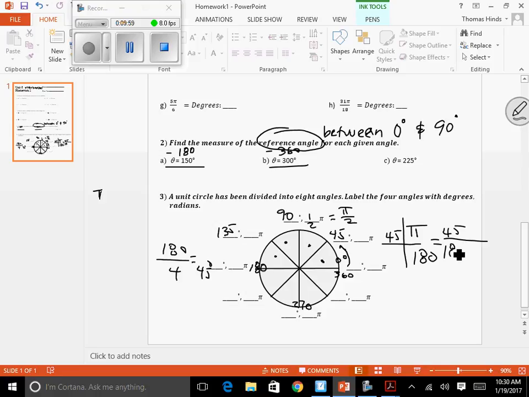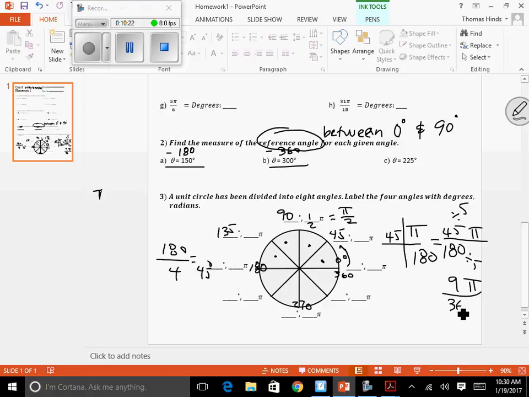5 can. 5 goes into the top 9 times, and into the bottom. Someone do 180 divided by 5. 36. Now, will 9 over 36 reduce? Unfortunately not. Like, how do you know? You gotta say, is there a number that goes into 9 and 36? 3 can, okay.